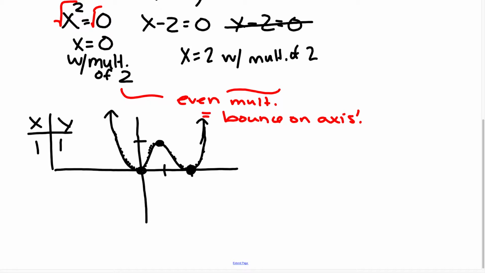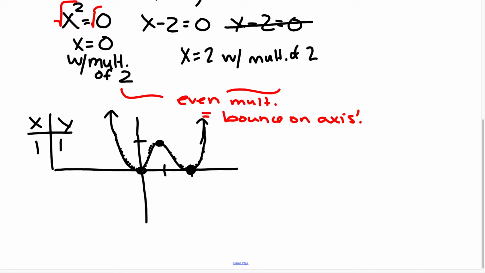So if your brain was like, cannot compute, cannot put together a graph, then you would go back and you would find more x's and then get their y's. If you picked like negative 1 over here, you're going to get something that shows that your left side is rising.